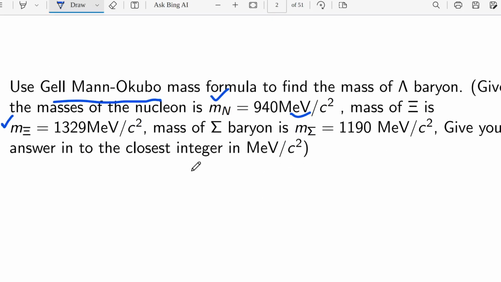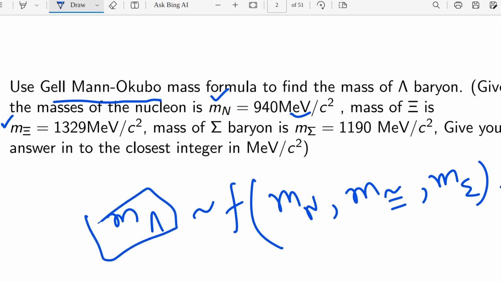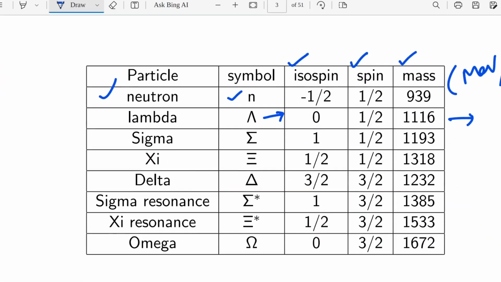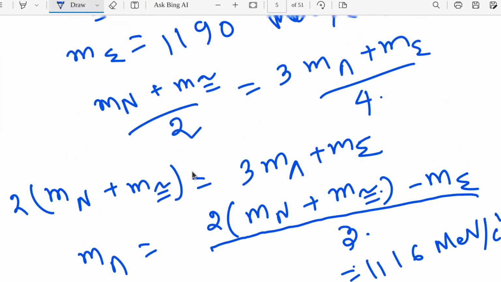So with the help of the Gell-Mann-Okubo mass formula, we can find the value of m_Lambda as a function of m_N, m_Xi and m_Sigma. With the knowledge of these three masses, we can have the expression for m_Lambda, and from that expression we can get the value of m_Lambda. And we have already cross-checked that one. Whatever m_Lambda value we are getting is exactly the same as in the table, 1116 MeV/c². So is there any problem on that first question? I think no, right?